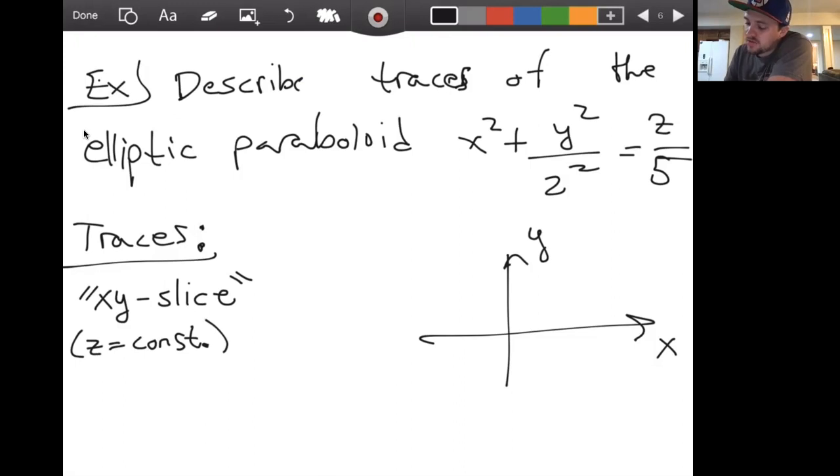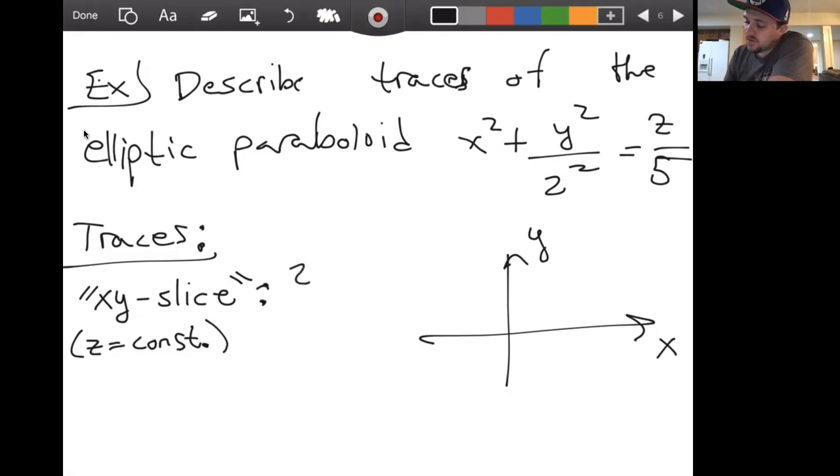If we pick z equals 0, well, then we have x squared plus y squared over 4 equals 0. The only solution is the point 0, 0. So if we take the slice z equals 0, we just get a point at the origin, which is nice to know, but it doesn't tell us enough about what a general slice in the xy direction is going to look like. So let's take something non-zero, but that's a little more convenient.